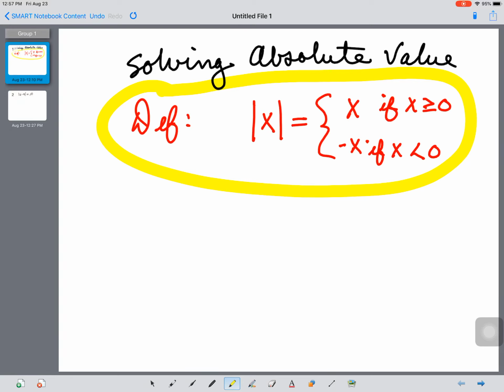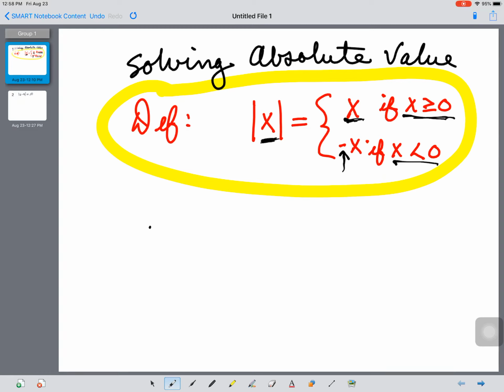What this is saying is that the absolute value is what's called a piecewise defined function. If what's in the absolute value, x, is bigger than 0, that's what that says, then the absolute value is just that number. But if the thing inside the absolute value is less than 0, then you have to read this as the opposite. You take the opposite of that number.